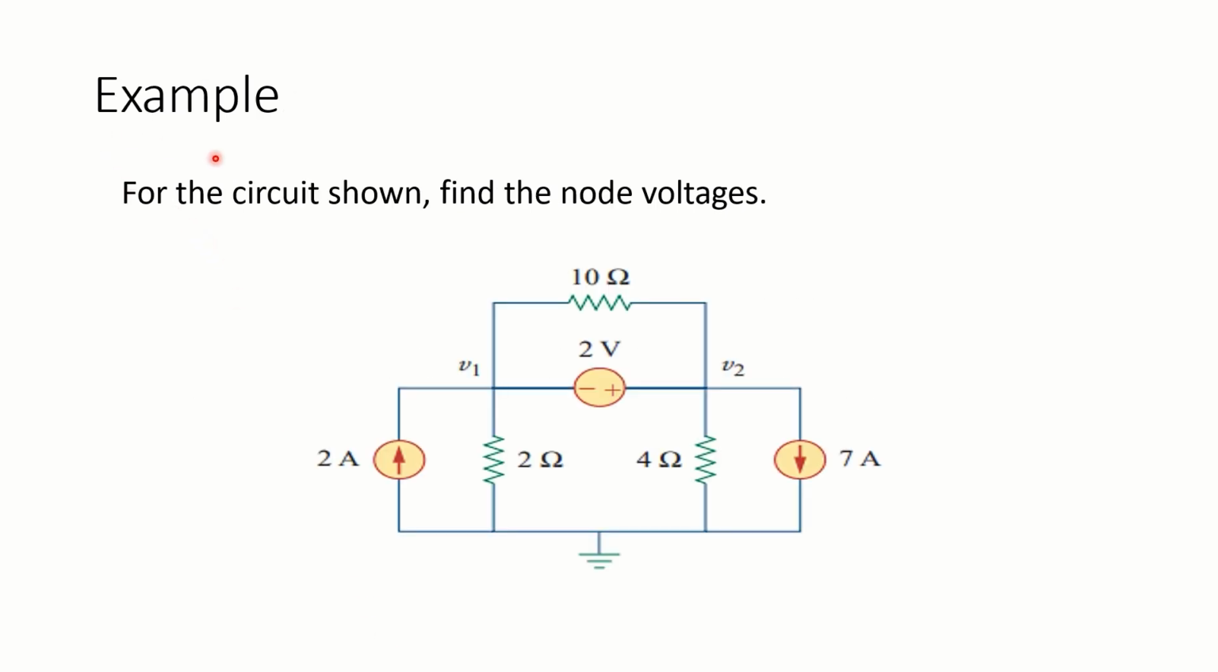Now let us look at an example. For this circuit, we need to find the voltages at the nodes V1 and V2. So remember the three steps. The first step was to select a reference node and assign V1 and V2 in accordance with the reference node. So step 1 is already done. Now let's look at step 2.